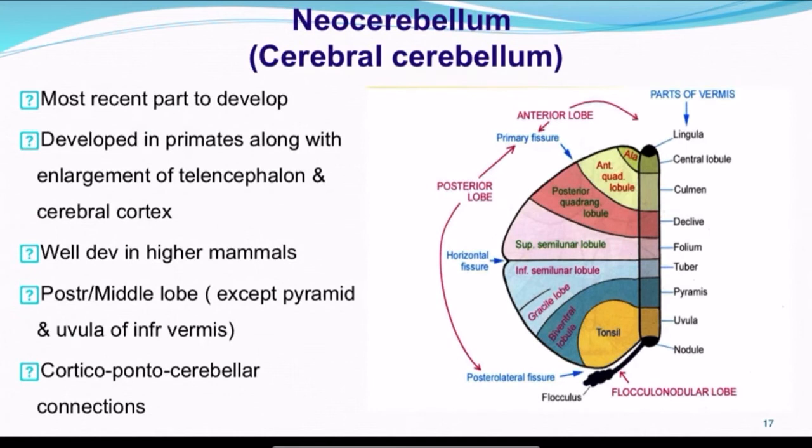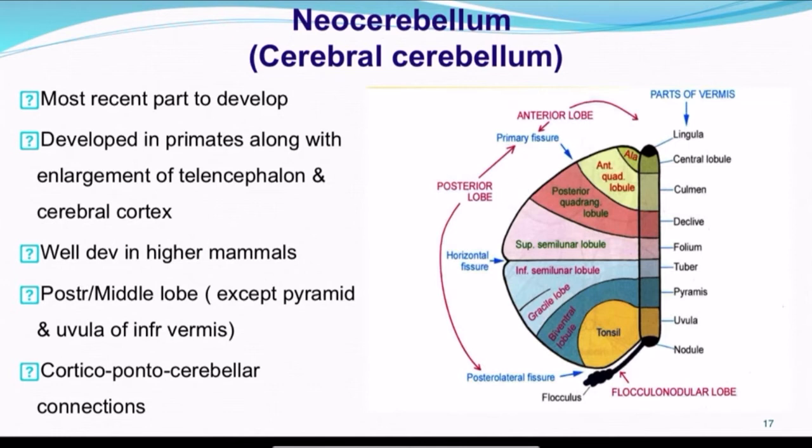Neocerebellum is a recent one to have evolved, otherwise known as cerebral cerebellum, developed in primates along with enlargement of telencephalon and cerebral cortex. It's well developed in higher mammals. It consists of the posterior and the middle lobe except pyramid and uvula of the inferior vermis. So you have to exclude pyramid and uvula of the inferior vermis. It mainly consists of corticopontocerebellar connections to perform highly skilled, voluntary, well-coordinated motor activities.